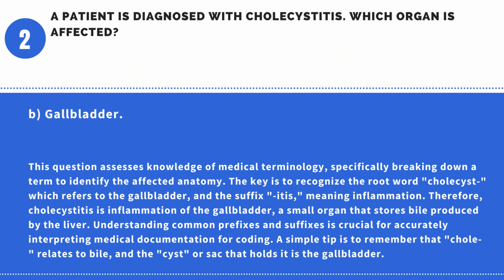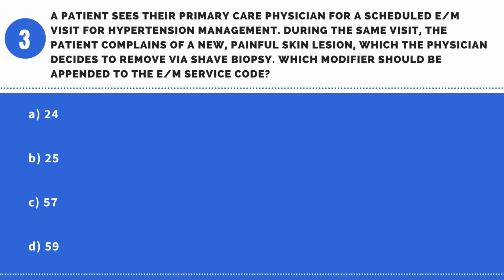Understanding common prefixes and suffixes is crucial for accurately interpreting medical documentation for coding. A simple tip is to remember that chole- relates to bile, and the cyst or sac that holds it is the gallbladder. Question 3. A patient sees their primary care physician for a scheduled E/M visit for hypertension management.